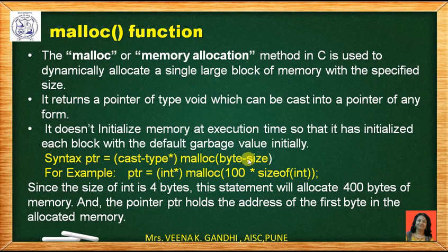For example, if we want to allocate memory for integer variables, you can say ptr equals int star malloc. So void star is replaced by int star. Then we want to allocate memory for 100 numbers, so 100 into size of int. Now here size of int may be 4 bytes under a 32-bit compiler or 2 bytes on a 16-bit compiler. So this statement will allocate 400 bytes of memory, and the pointer will hold the address of the first byte in the allocated memory.